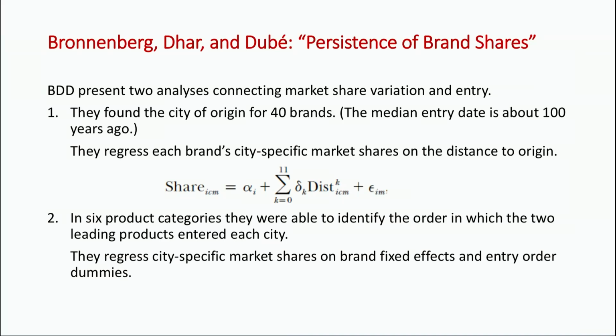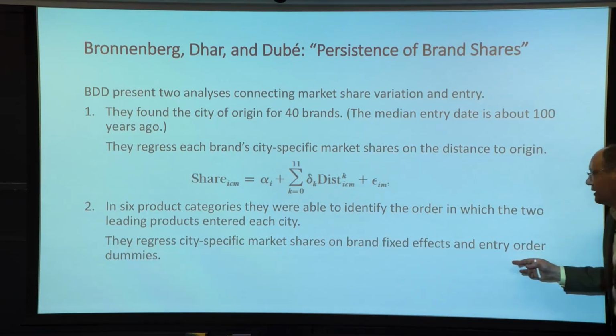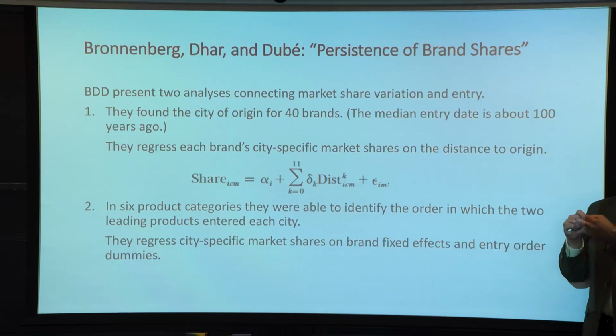So that's their main analysis, because they were able to do this for 40 products. The second thing they did is there were 6 products where they were able to identify, city by city, when did Miller Beer get to Milwaukee? When did Miller Beer get to Chicago? Indianapolis? Philadelphia? Miami? So they were able to track when each of the brands entered all the different cities, and then they can regress city-specific market shares on dummies for entry order.